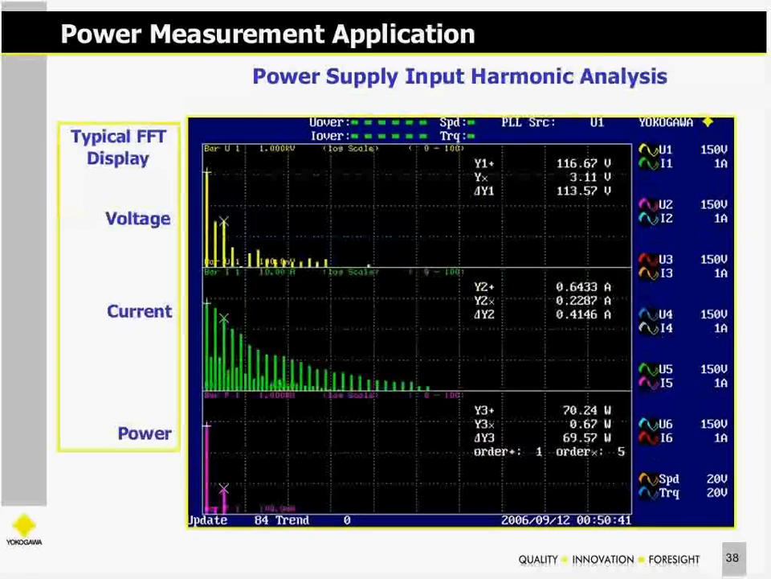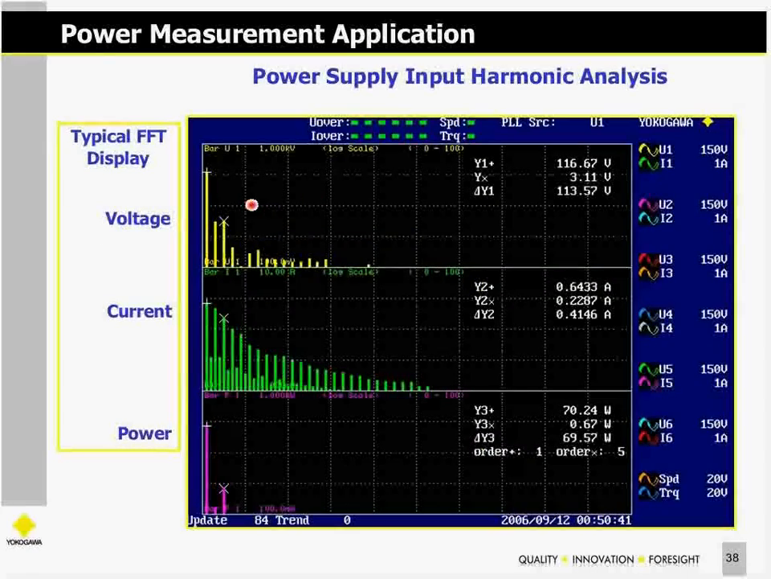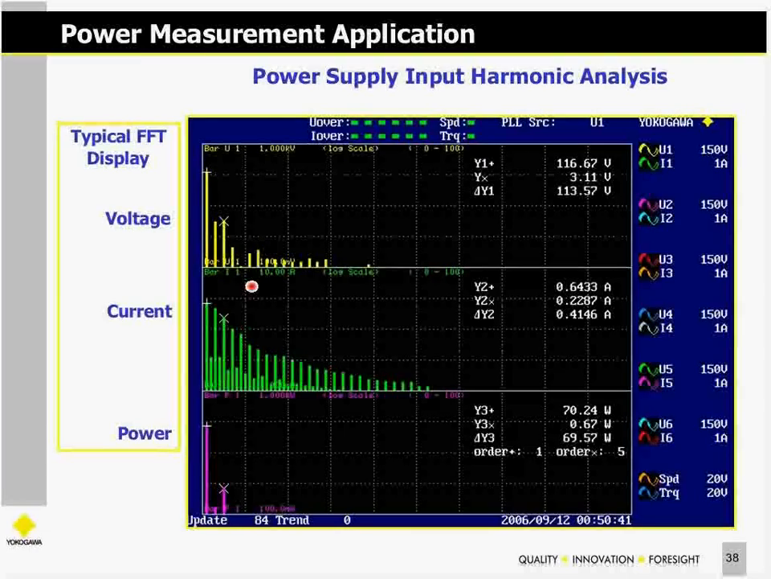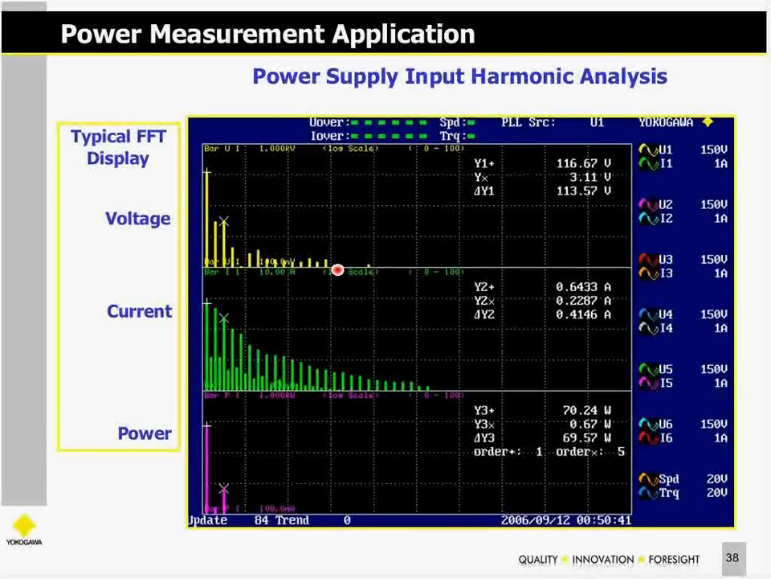If we look at this from a harmonic standpoint, the voltage, remember, was flat-topped a little bit, so there is going to be some distortion to that. This is a log scale, so these are very low amplitude. And I had the cursor set, you can see, at the first and fifth order, and these decay to pretty much nothing.